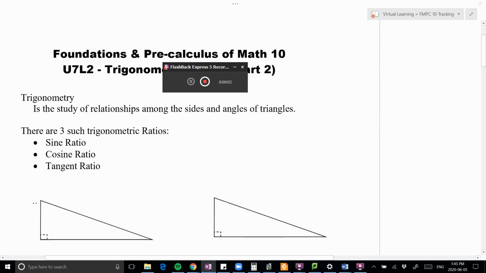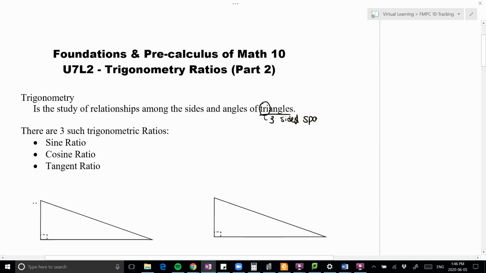Okay, so this is our next lesson in our very short trigonometry unit, our intro to trigonometry unit. So just a little reminder as we go through this. Remember that trigonometry is the study of triangles. And when I say triangle, I mean a three-sided shape.